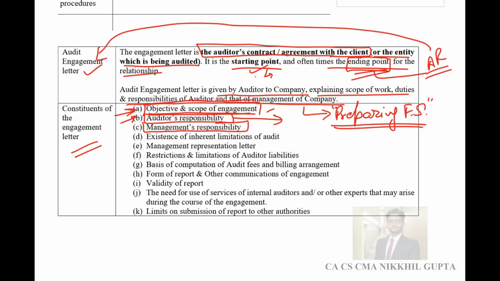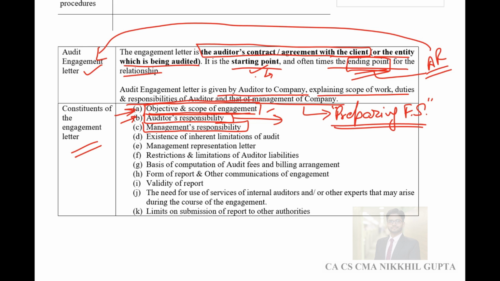So it should be clearly mentioned in the engagement letter that the management should take care of the internal operations and internal controls of any of its organization, and the auditor's responsibility is just to check whether those controls are working fine and whether the systems are working to the appropriate standard or not.